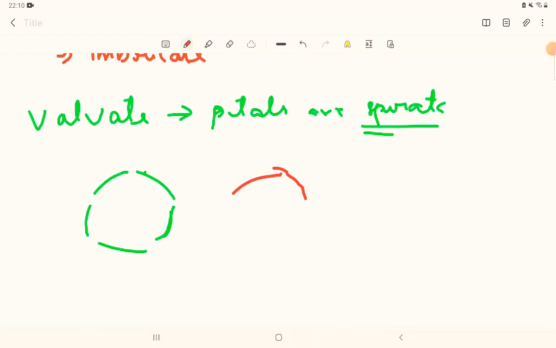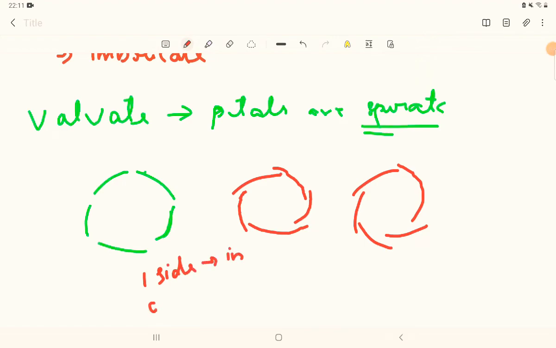So let us take 5 petals. So this is out, so this will be in. Now this is out, this will be in. So as this is out, this will be in, and it's basically like this. Fine. One side will be in, and the other is out. I hope you have understood.